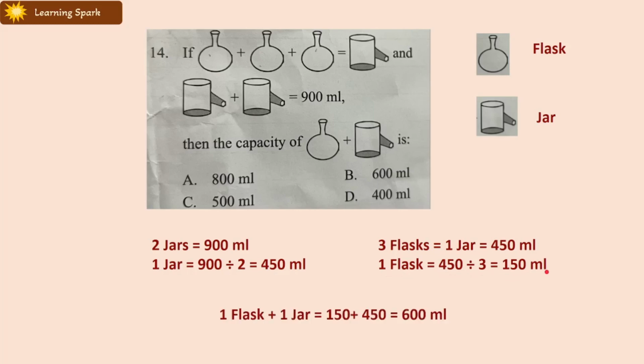Now let's add these two, because the question is what is the total capacity of 1 flask plus 1 jar. So 1 flask plus 1 jar equals, for the flask it is 150, for the jar it is 450. So the total capacity is 150 plus 450 equals 600 ml. Okay, so B is the right answer.